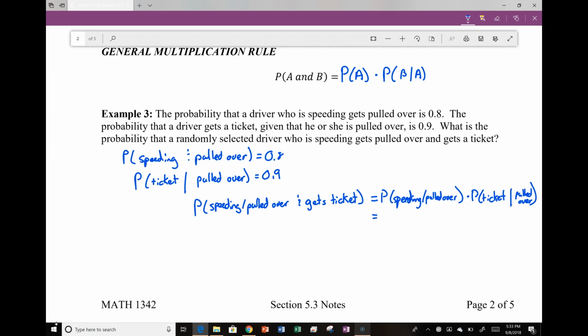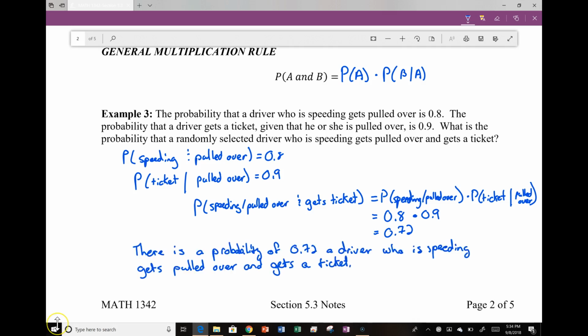The probability that they were speeding and pulled over was 0.8 times the probability of a ticket given they were pulled over is 0.9. So the probability that they were speeding and was pulled over and gets a ticket is going to be 0.72, 72 hundredths. So there's a probability of 0.72 a driver who is speeding gets pulled over and gets a ticket.